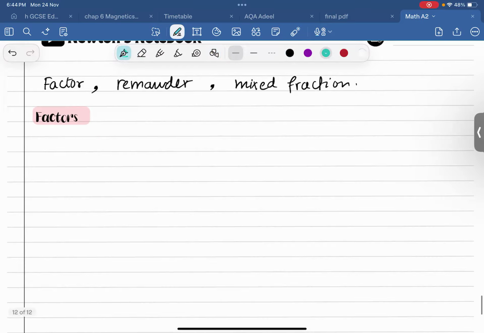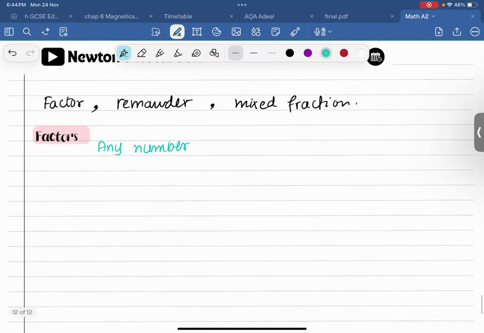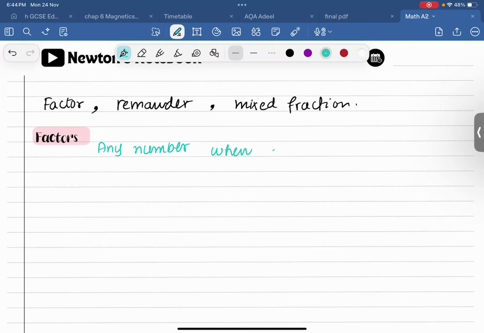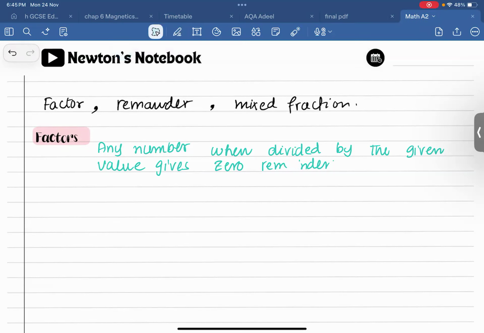A factor is supposed to be any number that, when divided into the given value, gives zero remainder, right? There shouldn't be any extra letter, it would just be remainder.